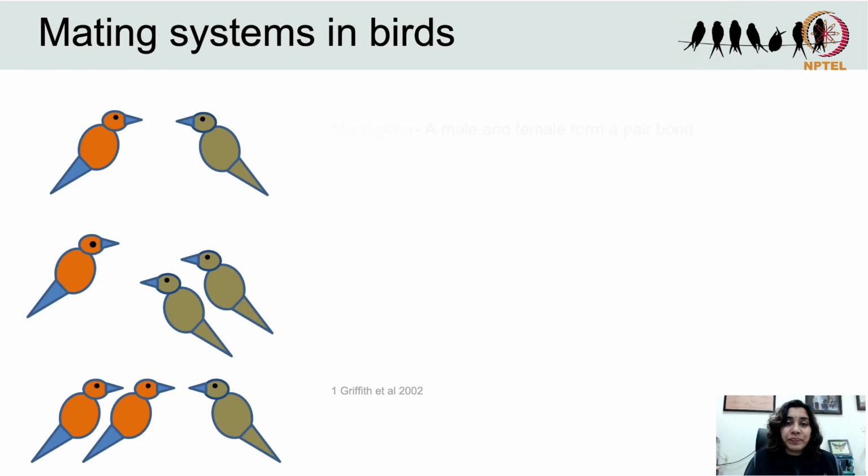Monogamy is a mating system in which a reproductively active male and a female of a species form a pair bond. Monogamy is the most common mating system in birds, especially in songbirds. About 90% of bird species are believed to be monogamous. The same, however, is not true for mammals. Now, why should that be? For now, I will leave it to you to think about it, and I hope that by the end of the lecture, things will become a little more clear.